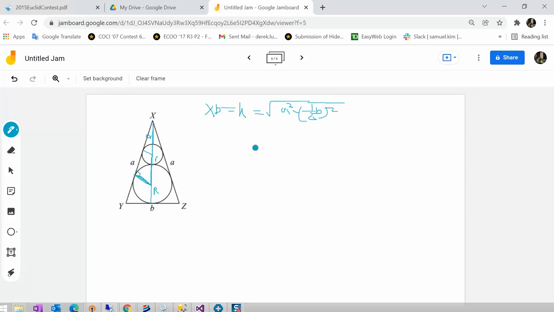We don't use h for now. So this r should be equal to, this is h, right? This is h minus r.